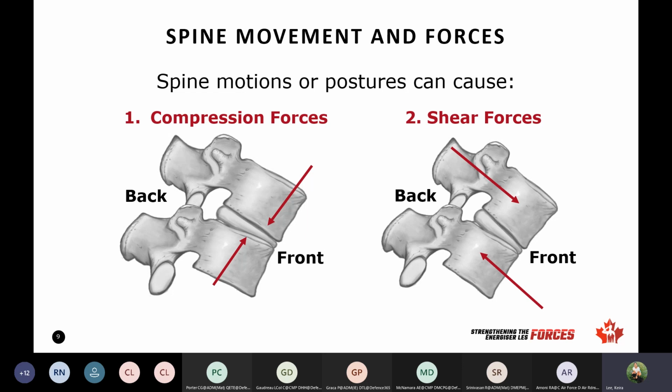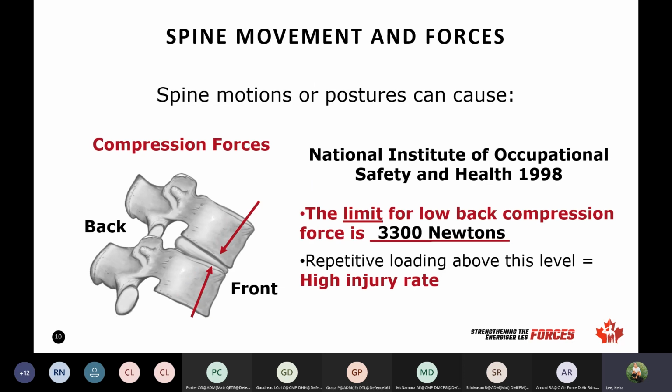Okay, so let's look at each of these. Let's unpack each of these forces a little bit further using a neutral spine, of course. So we'll start with the compression forces. So this is, again, the same picture, side view of the spine. The back would be with the bony prominences, and the front of the body is where it's nice and smooth in the front.